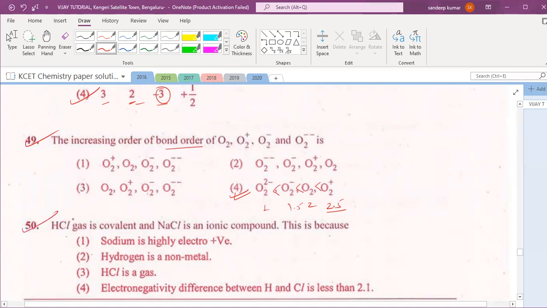Question number 50. HCl gas is a covalent compound and NaCl is an ionic compound. This is because sodium is electropositive, hydrogen is a non-metal, HCl is a gas, and the electronegativity difference is less than 2. This is the correct option. So 50 is option 4.